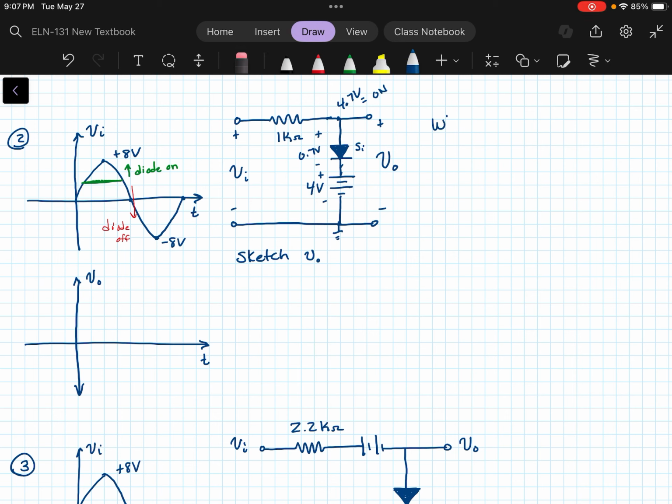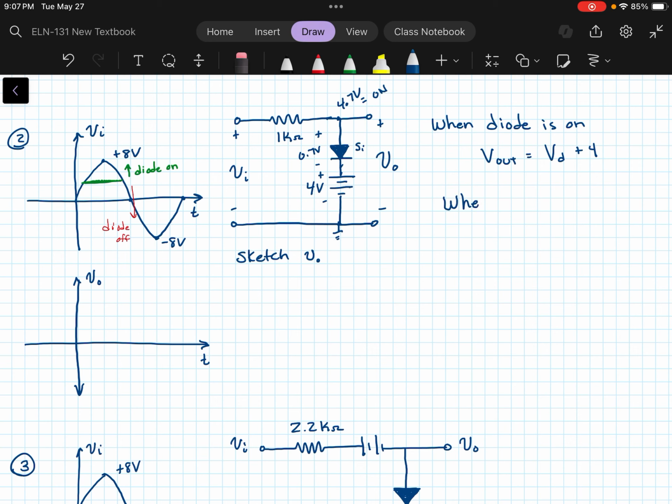Okay, let me try that again. When the diode is on, then V out would be equal to the voltage across the diode plus that 4 volts, because it's in parallel with that branch.